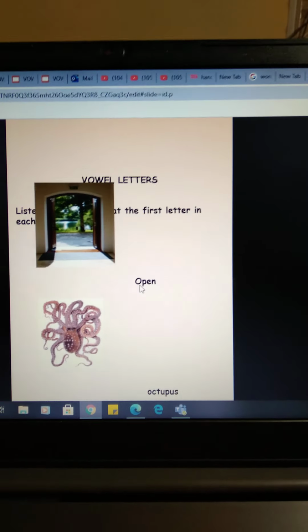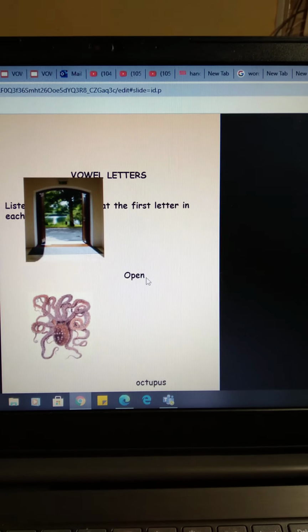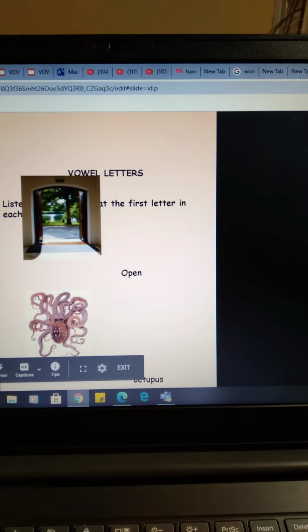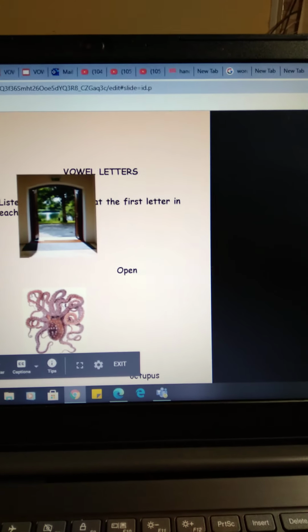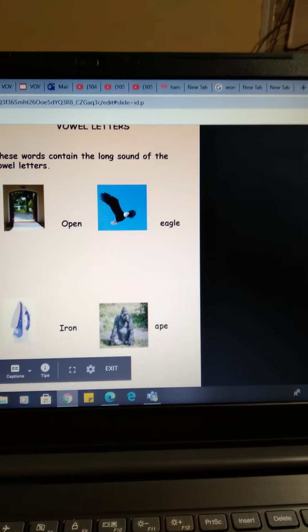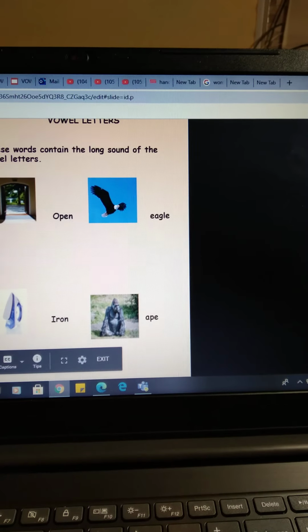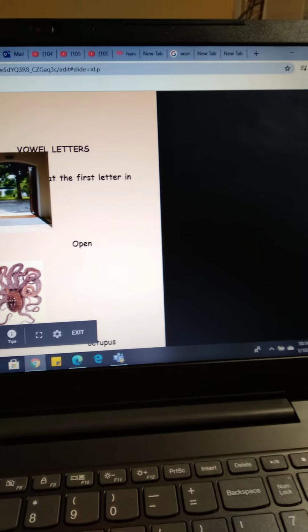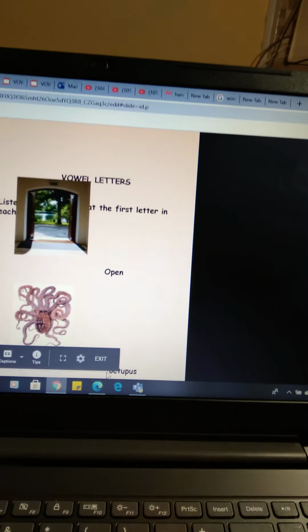And in this word, the vowel letter is saying its name, as in open. You see that open door? And here you have the octopus. Octopus. It's hiding underneath there and I can't get it to move. Octopus, okay? So vowel letters can make two sounds.